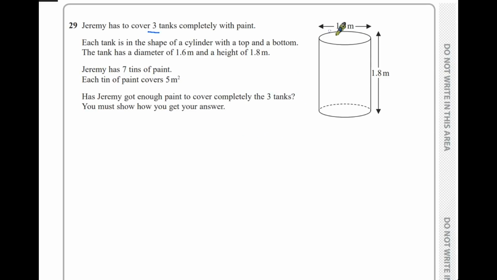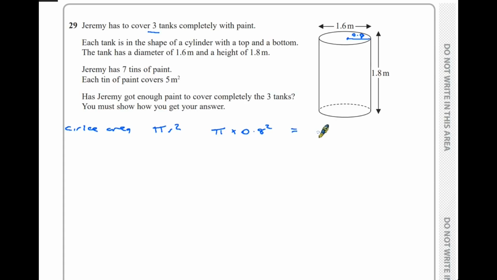Well, the first thing we need to do is work out the total surface area of one cylinder. So what we have here is a circle on top, a circle on bottom, and a curved side. Let's look at the area of the circle first. Okay, so we have circle area, which is the top, and we're going to use pi r squared. Now, if the diameter is 1.6, then the radius is half that. The radius is 0.8. So we have pi times 0.8 squared.